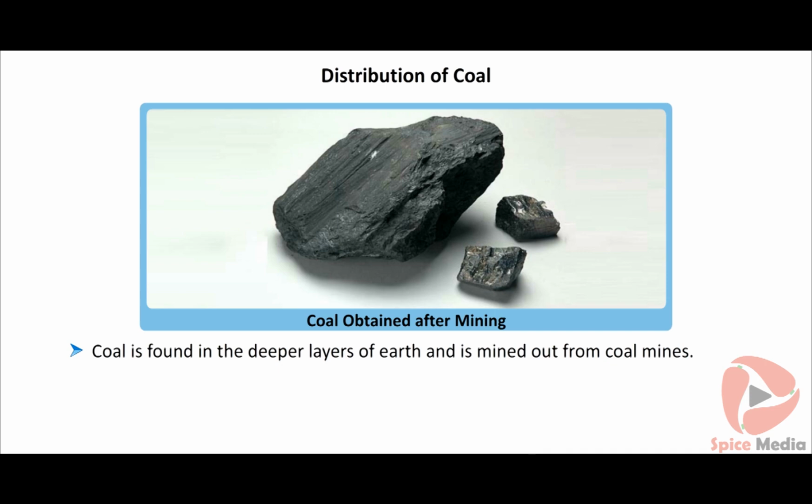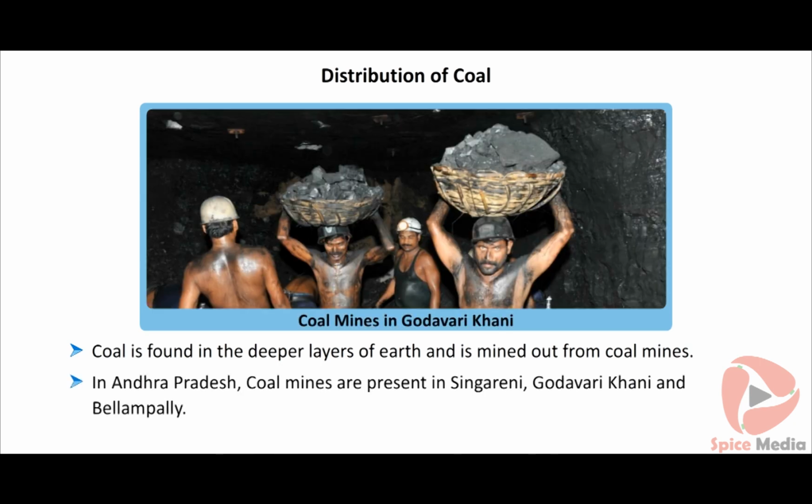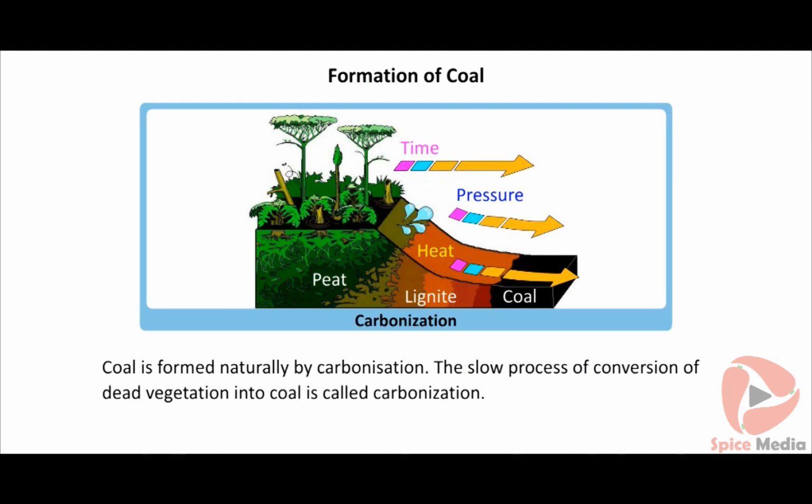Geographical distribution of coal in India is unequal. It is found in abundance in states like Orissa, Madhya Pradesh, and Jharkhand. Andhra Pradesh also has a few coal mines. In Andhra Pradesh, coal mines are present in Singareni, Godavari Kani, and Belampalli. Click on the animation button to view the location of coal fields in India.